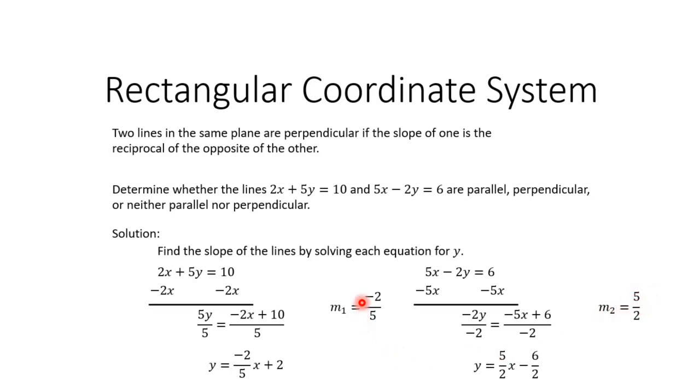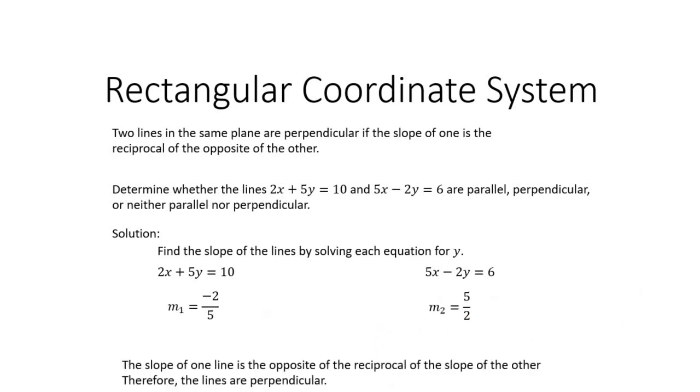So one of them is negative 2 over 5, and the other one is positive 5 over 2. So not only are they opposites, because one is negative and the other one is positive, but they're also reciprocal, because one is 2 over 5 and the other one is 5 over 2. Because they're opposites and reciprocal, these two lines are perpendicular to each other. Two perpendicular lines.